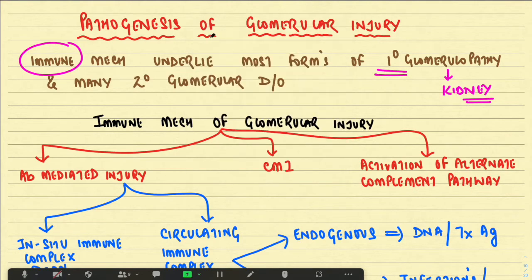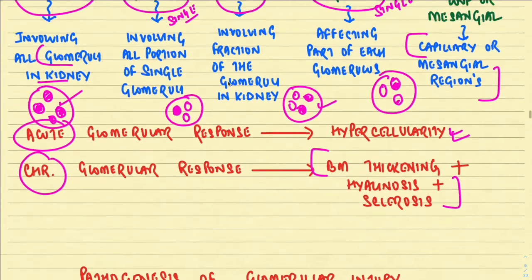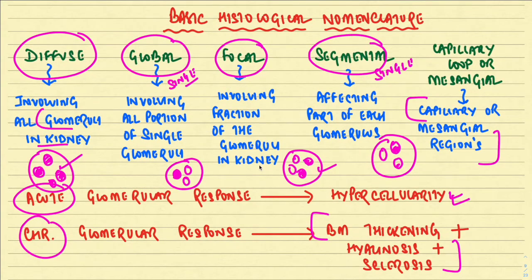Yes. So focal change, someone has asked about the focal change again. Always remember, focal change means it is involving a fraction of the glomeruli of the kidney. So for example, if there are 4 glomeruli in the kidney, out of the 4 glomeruli, for example, 2 will be involved. That is called a focal change. Very clear to everyone? Okay.